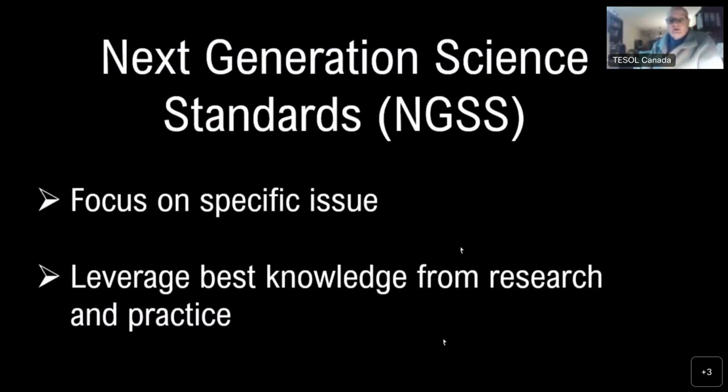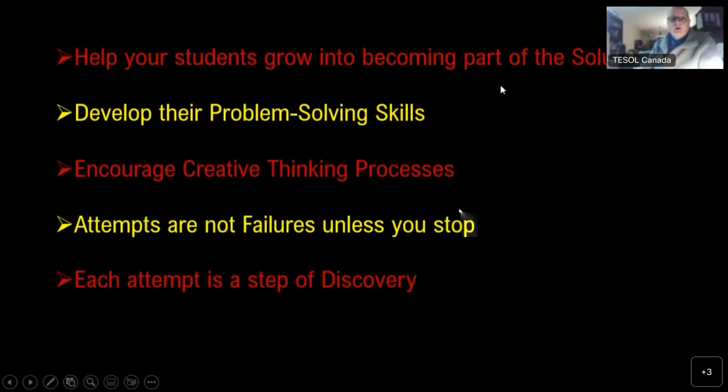They will leverage the best knowledge from research and practice. So this is the future of science and research. Help your students grow into becoming part of the solution. Develop their problem-solving skills. Encourage creative thinking processes. Attempts are not failures unless you stop. Each attempt is a step of discovery.